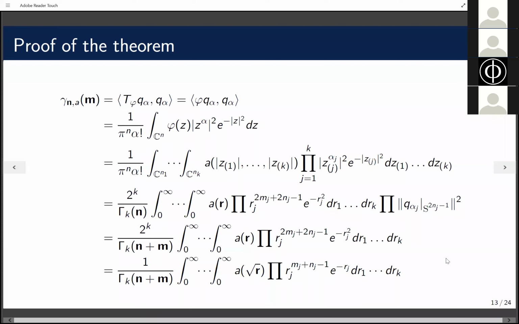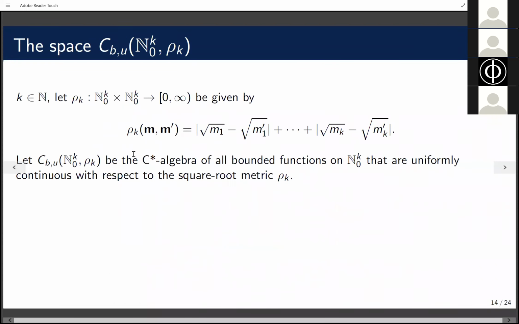So now we are done with computing the formula. Now we are going to talk about the C*-algebra generated by these eigenvalue functions. For that, we will start with the space CBU(N_0^k, rho_k). We consider this metric rho_k defined on N_0^k cross N_0^k. We just let it be the sum of root m_i minus root m_i prime, and we can use maybe an equivalent metric if we wanted to as well.